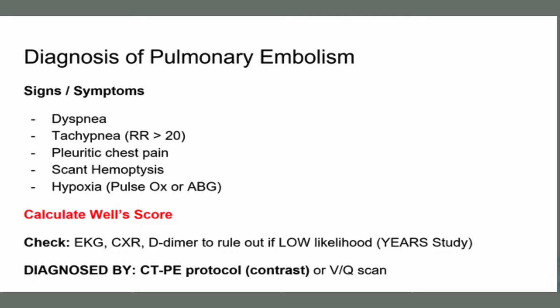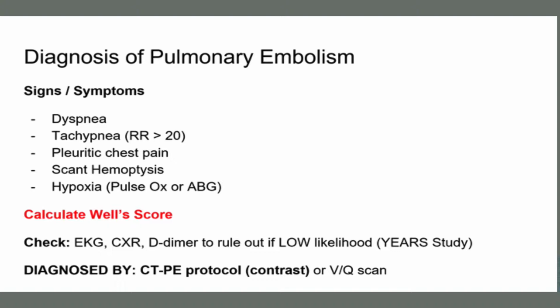The diagnosis of a pulmonary embolism often presents with dyspnea, shortness of breath, tachypnea, pleuritic chest pain or chest pain upon taking a big deep breath. You'll often have a little bit of hemoptysis, and hypoxia can be a presenting factor either on pulse ox or an ABG. In this setting, it is important to calculate a Wells score, which will help you risk stratify how likely a patient is to have a pulmonary embolism based on their signs, symptoms, and history.